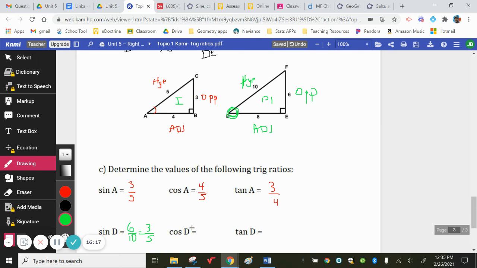The cosine of D is the side adjacent to angle D, 8, over the hypotenuse with angle D, 10, which again, 8 over 10 is the same thing as 4 over 5. So the lengths change, but the ratio is the same. And then the tangent of D is the side opposite, 6, over the side adjacent, 8, which is still 3 over 4.